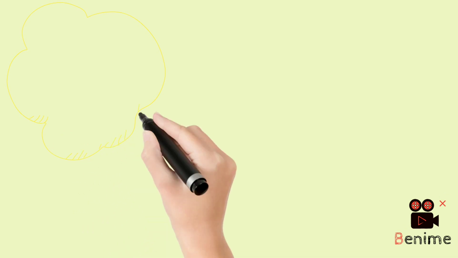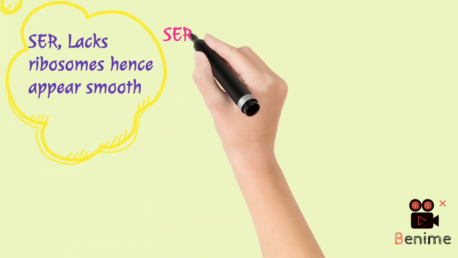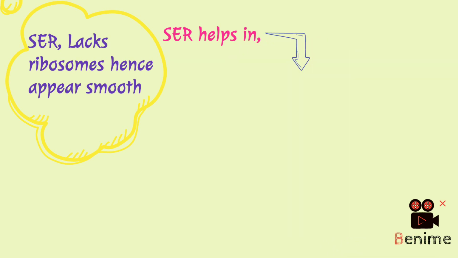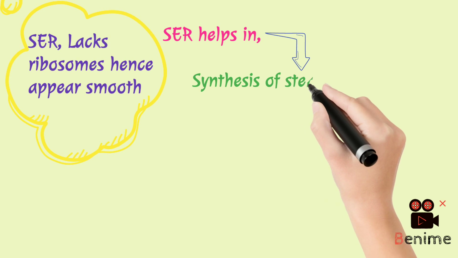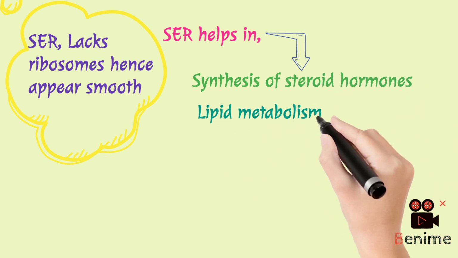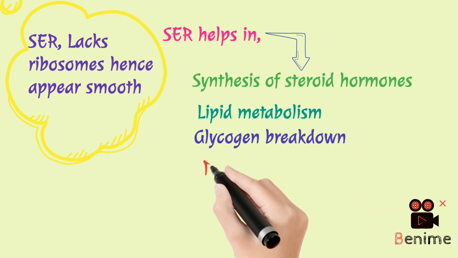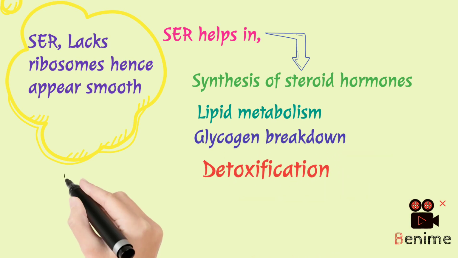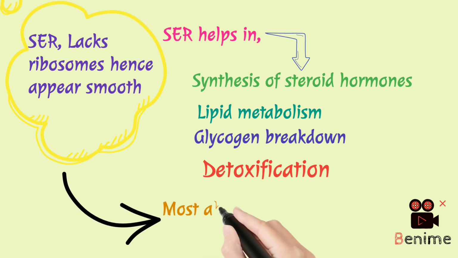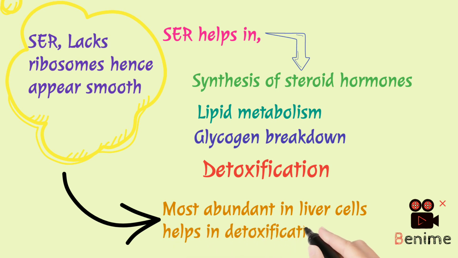Then the second part of the endoplasmic reticulum is called the SER, which lacks ribosomes, hence it is called smooth. SER helps in synthesis of steroid hormones. It helps in lipid metabolism. It helps in glycogen breakdown. Glycogen is a long chain of glucose units, and it also helps in detoxification of substances. It is most abundant in the liver cells, which helps in detoxification of drugs.